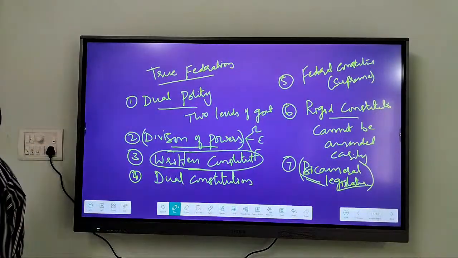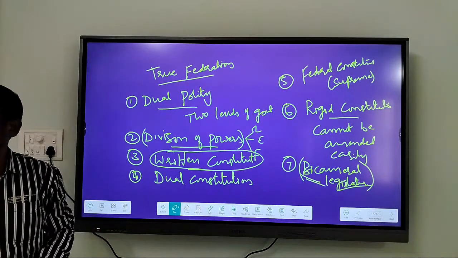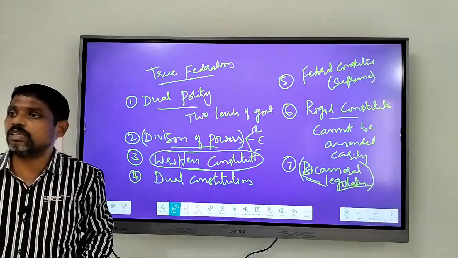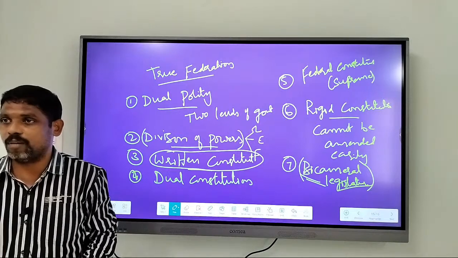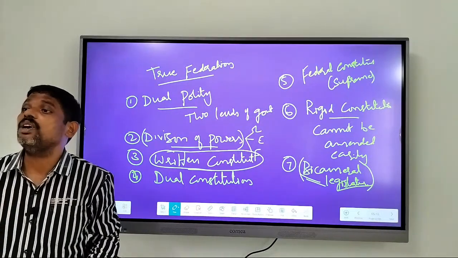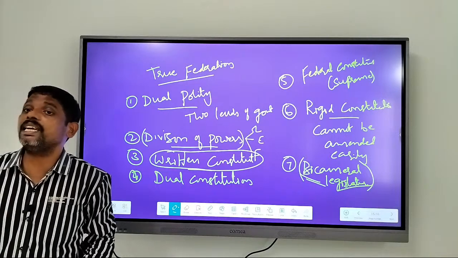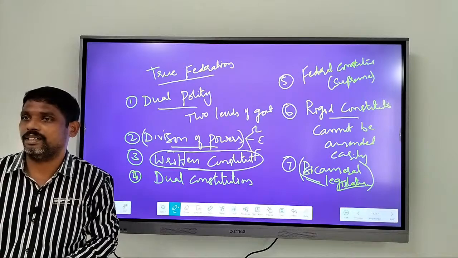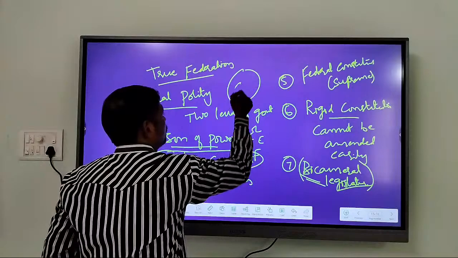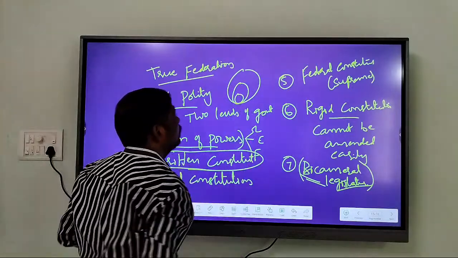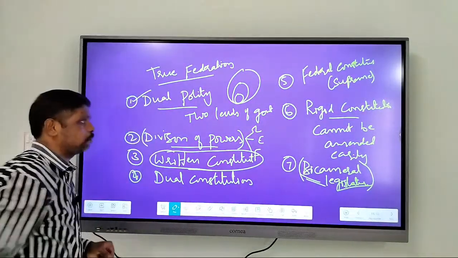Now let us evaluate and compare. Do we have dual polity in India? Do we have at least two levels of government? What are they? Central government and state government. Along with this, we have local governments or panchayati raj institutions. In India, we have three levels of government: center, states and local bodies. So we have this dual polity.